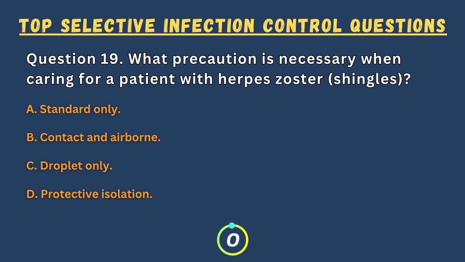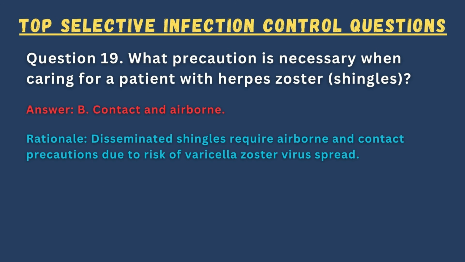Answer. B. Contact and airborne. Rationale. Disseminated shingles require airborne and contact precautions due to risk of varicella-zoster virus spread.